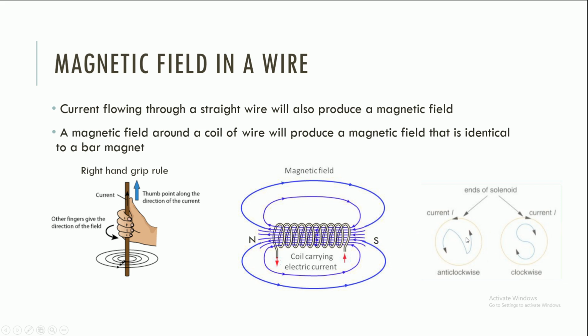What's really important to note here is that, again, the north and south poles created by the coil of wire are solely dictated by the direction of the current, right? So if you look at one end and it's going anti-clockwise, that's the north pole. If it's going clockwise, it's the south pole.